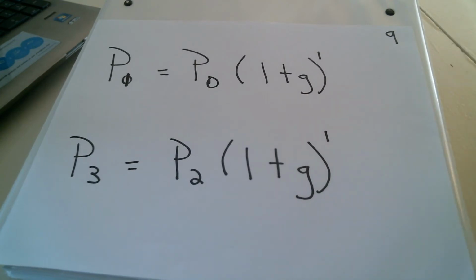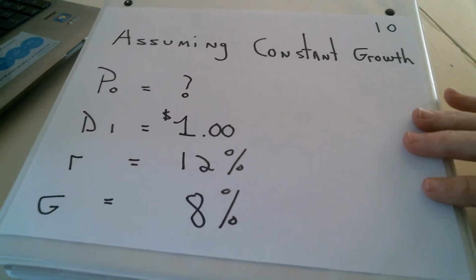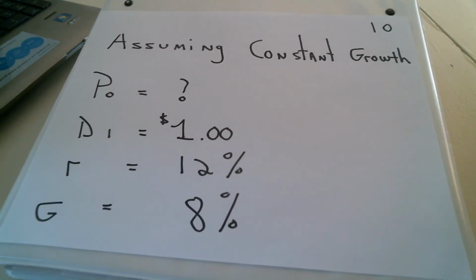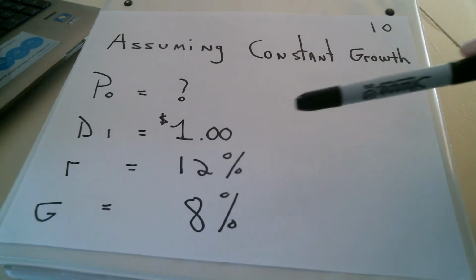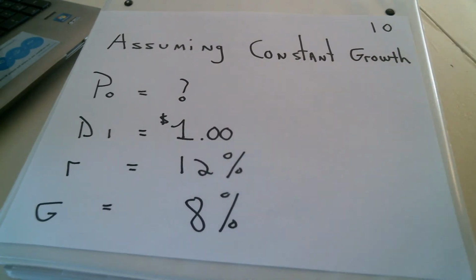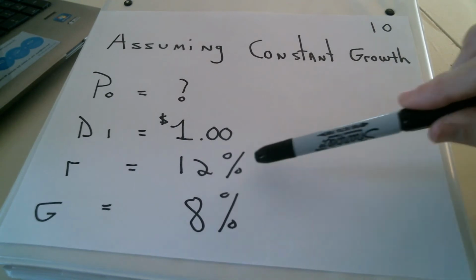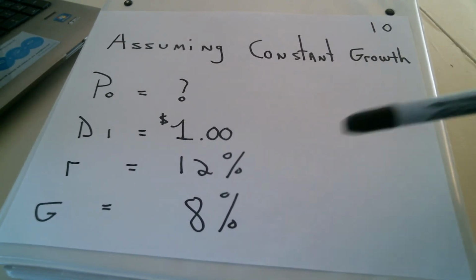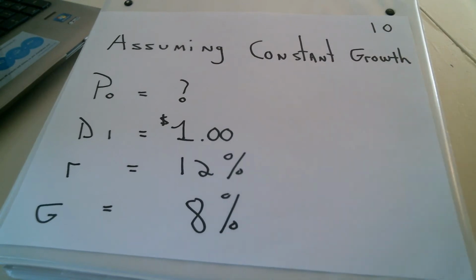Okay, so that is essentially part of this constant growth, coming up with the dividends and the price. So let's work a problem. Assuming constant growth, again, we're looking for P0. We're given D1, the first dividend. We have the return, and we have the growth. So that's the required return. R equals the required return. We'll get into the expected return later.